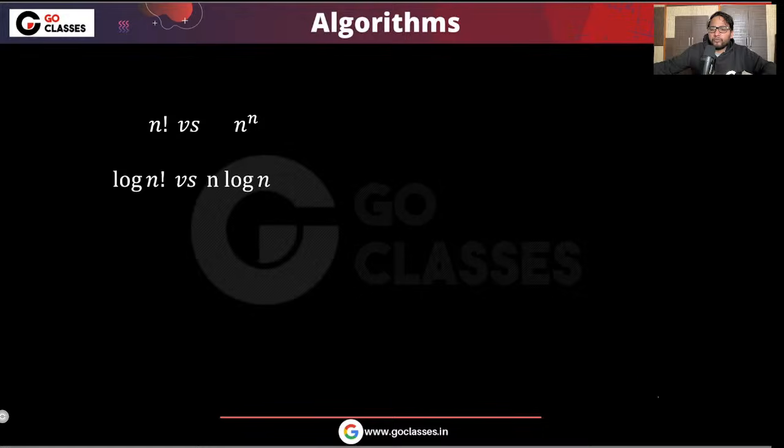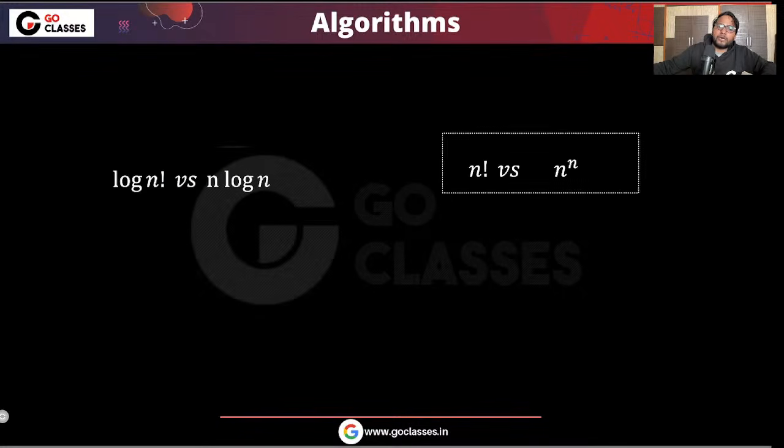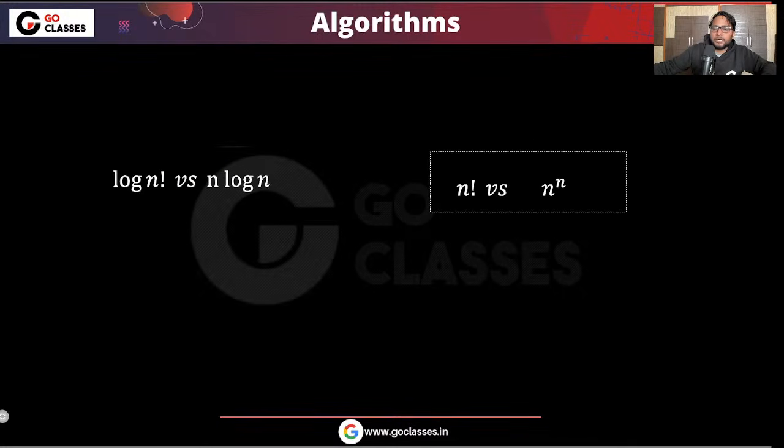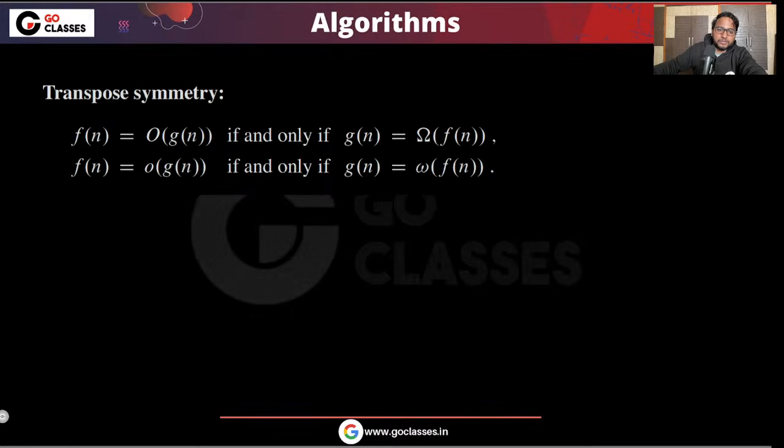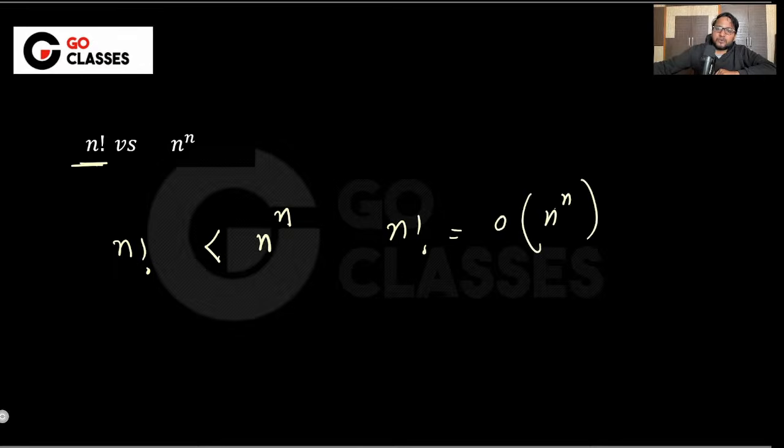Now let's see a very interesting thing, which is n factorial versus n to the power n, and log n factorial versus n log n. These are the two things that I want to tell you. Currently I'm not proving this, but here n factorial is strictly less than n to the power n. Strictly less, which means I say n factorial is small o of n to the power n.